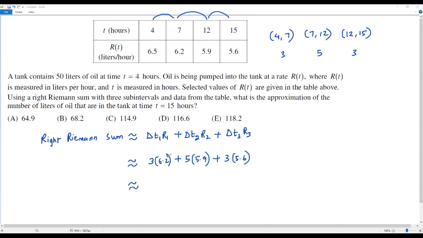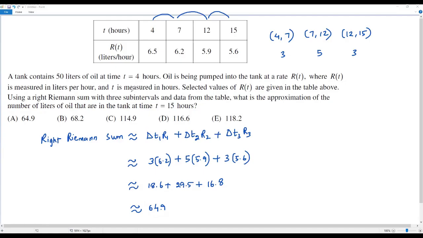Okay, here 3 times 6.2 is 18.6. And 5 times 5.9 is 29.5. Plus 3 times 5.6 is 16.8. Here when I add all these values, I'm getting 64.9. Now I have the amount of oil pumped into the tank from t equals 4 hours to t equals 15 hours. That is 64.9 liters. But initially we have 50 liters of oil at time t equals 4 hours.